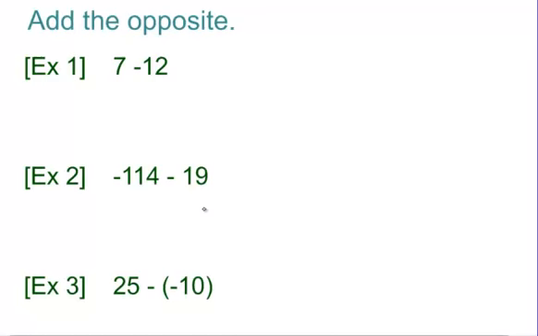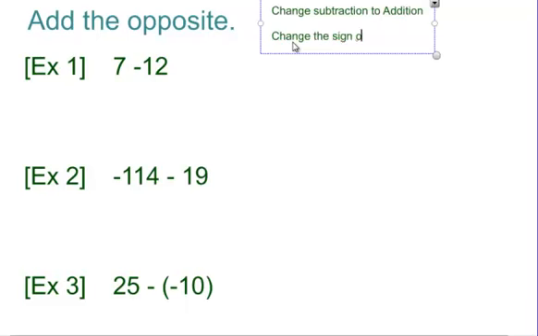Let's try this method. This is just adding the opposite. Adding integers is much easier than subtracting integers. So by changing the subtraction to addition and changing the sign of the second number, we can make this much easier on ourselves. So let me type that out. So I want you to write this. Change subtraction to addition. Change the sign of the second number.